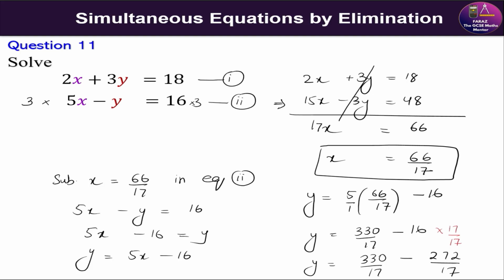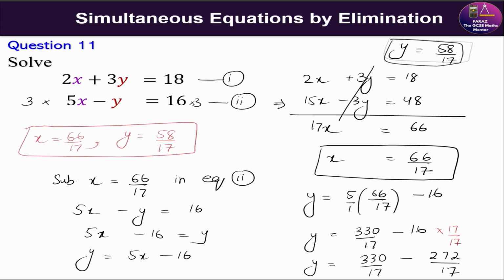Now 330 minus 272, and that would give you 58. So the answer for y is y equals 58 over 17. Here we have the answer for y. So you have x equals 66 over 17 and y equals 58 over 17.